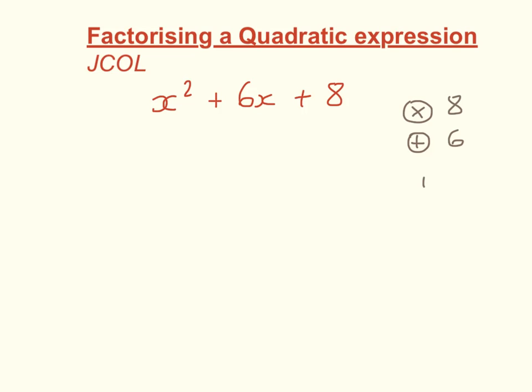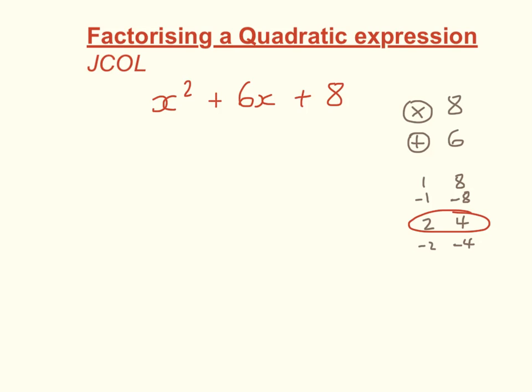Well, you've got 1 and 8 multiplied together to make 8. You've got 2 and 4 that multiply together to make 8. You also should point out you have minus 1 and minus 8, because two minuses multiplied together make a positive, and we've got minus 2 and minus 4. Now in this case those aren't important because the pair that add together to make 6 is 2 and 4. So that's the pair we're going to use here.